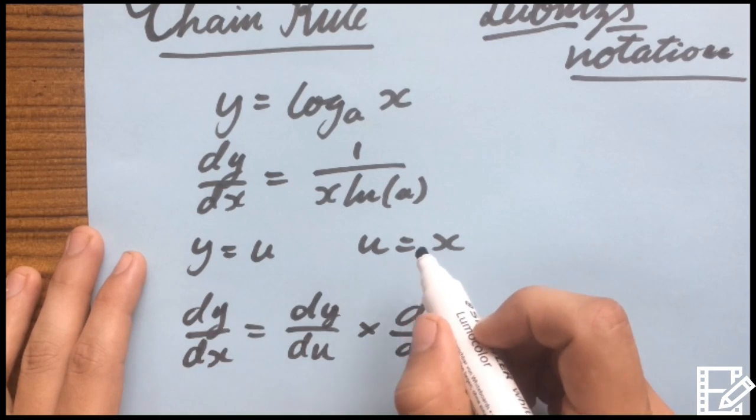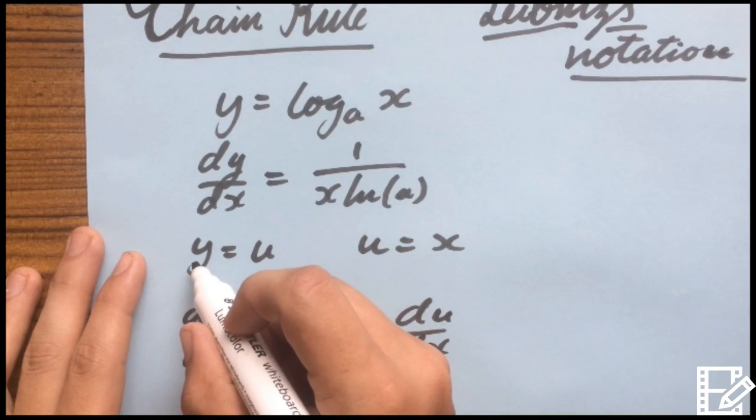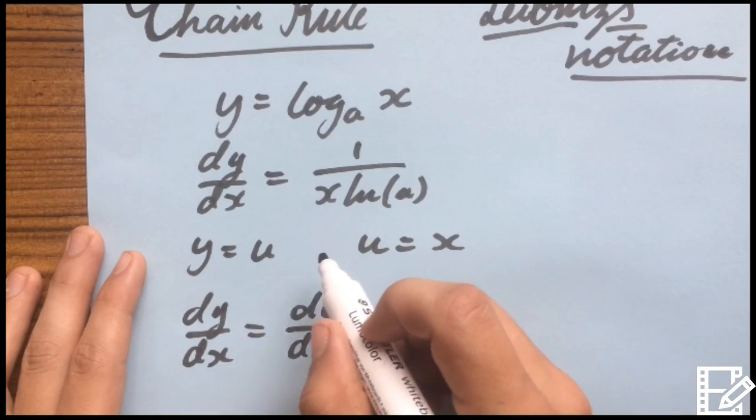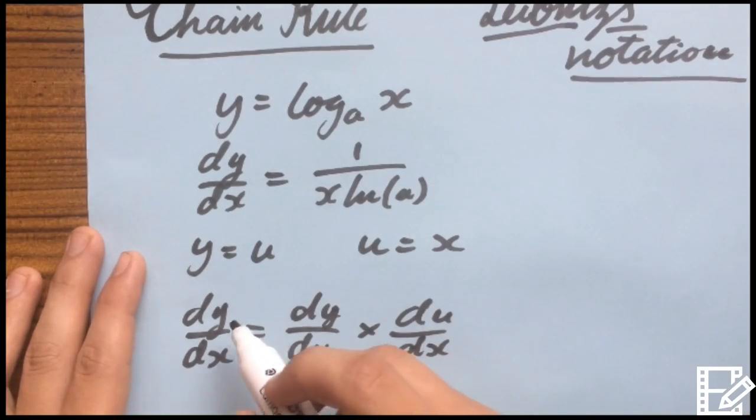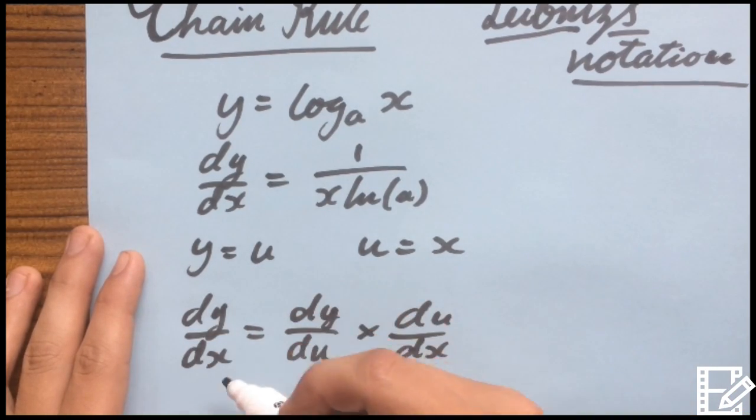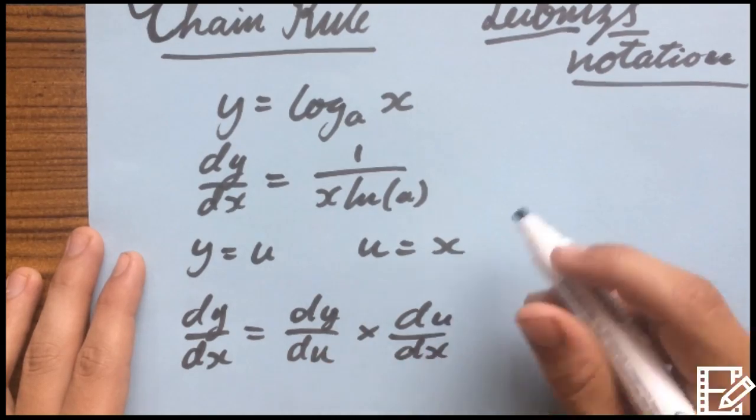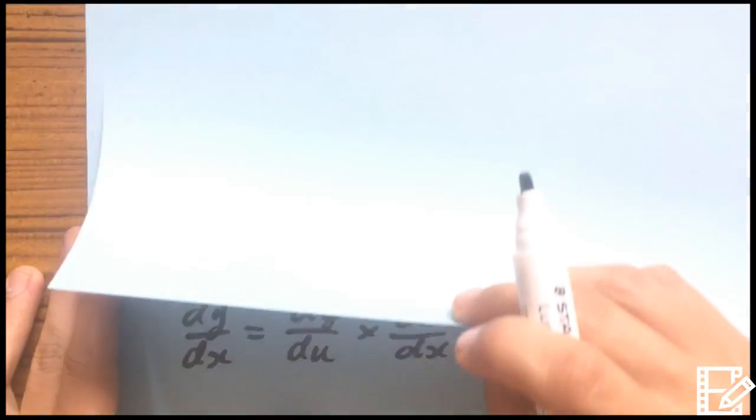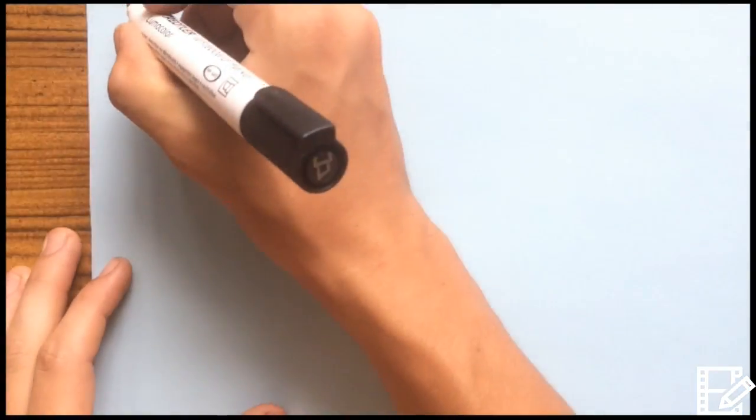When you have x within u and u within y, when you have a function within a function, this is the derivative of having a function within a function. Show you that example.